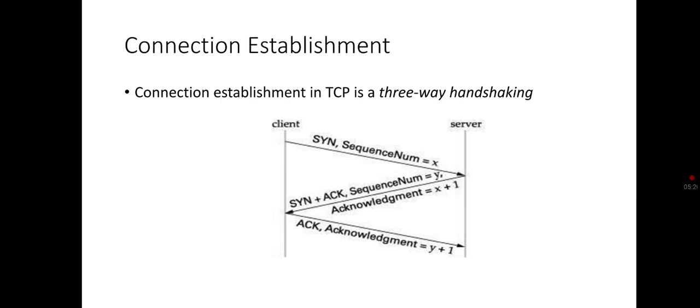The next one is data transfer. After the connection is established, bidirectional data transfer can take place. The client and server send data and acknowledgements in both directions. The data traveling in the same direction as an acknowledgement are carried on the same segment. The acknowledgement is piggybacked with the data.